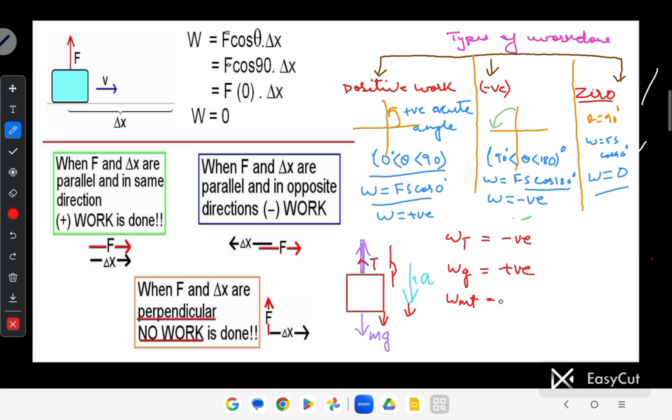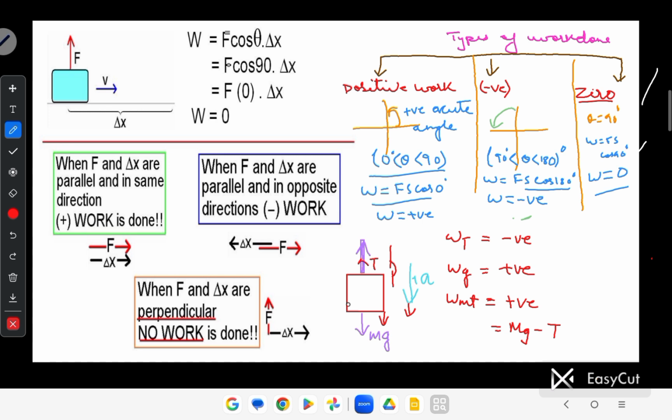And can you tell me what would the F net acting over here? Will it be positive or negative? So it should be, I guess, positive only. It should be written as mg minus T in this case. Any guesses for the 0 work done? Yes, the formula should be Fs cos 90 degree.